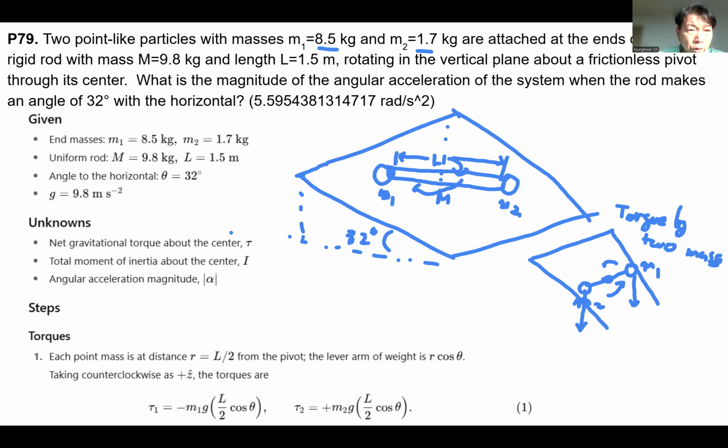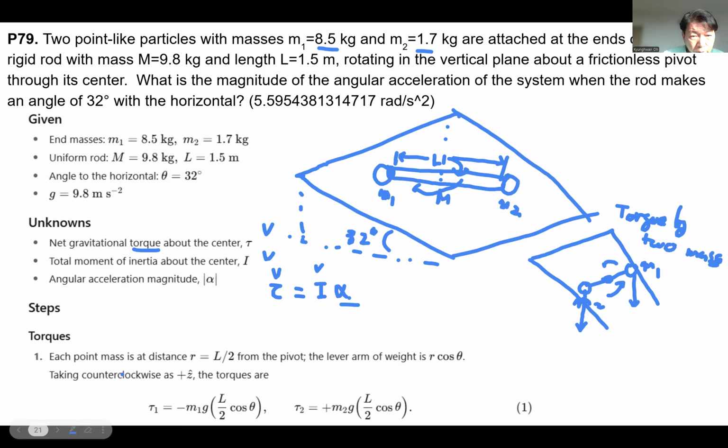So we need to find the gravitational torque about the center, tau, and the total moment of inertia about the center. Then, by Newton's second law of rotational motion, tau is given by I alpha. First we find the moment of inertia, secondly we find tau, and then we can find the angular acceleration. So the torque in this case is given by this one.